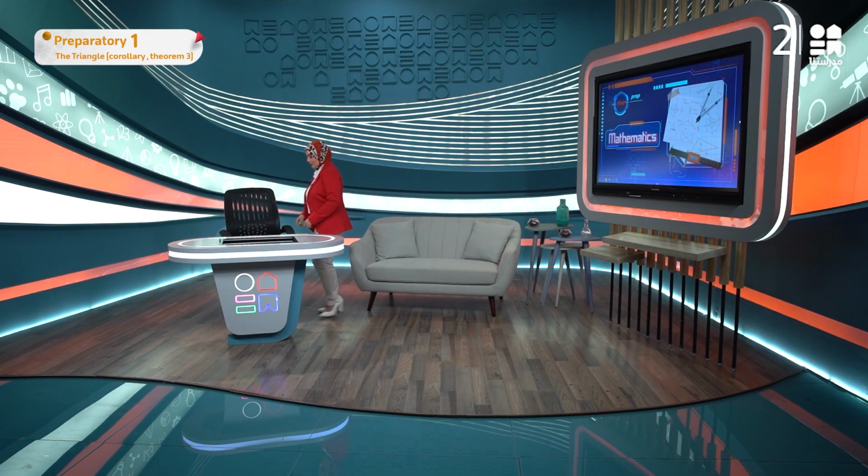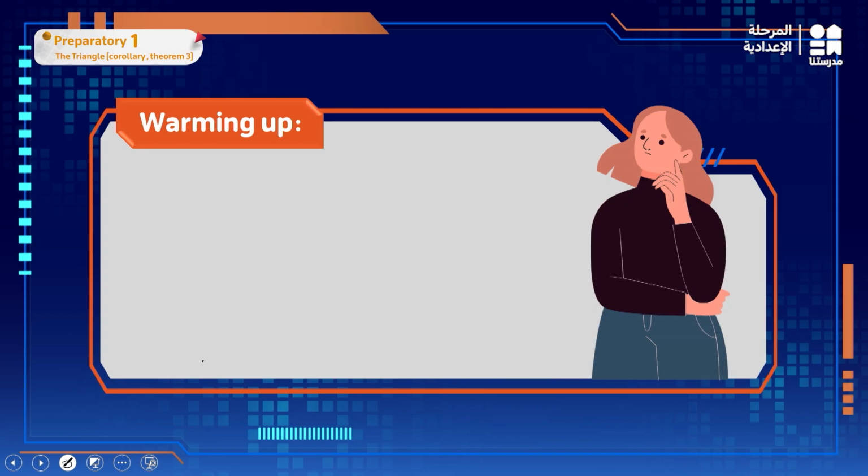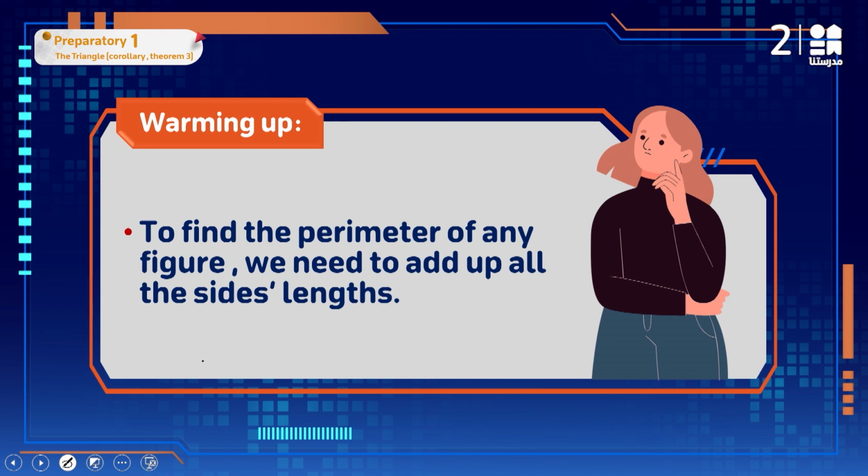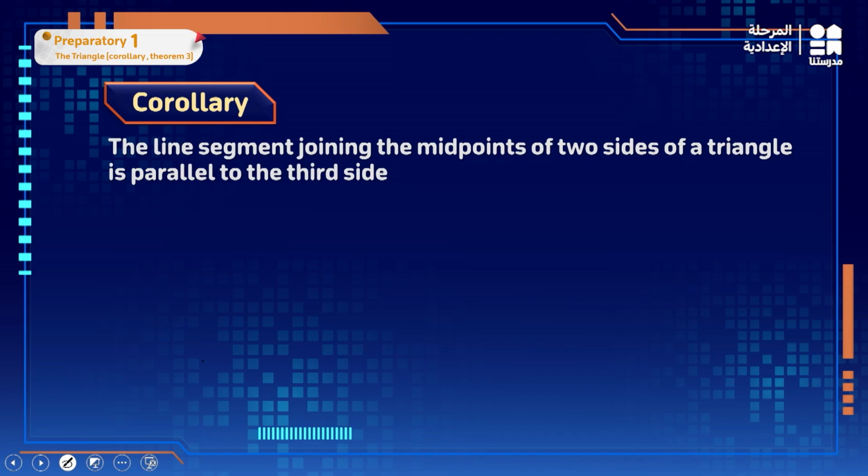So let's get started. The triangle, corollary and theorem 3. Our warming up: to find the parameter of any figure, we need to add up all the sides length. So we are gonna add all the sides to get the parameter. Okay, corollary. The line segment joining the midpoints of two sides of a triangle is parallel to the third side.